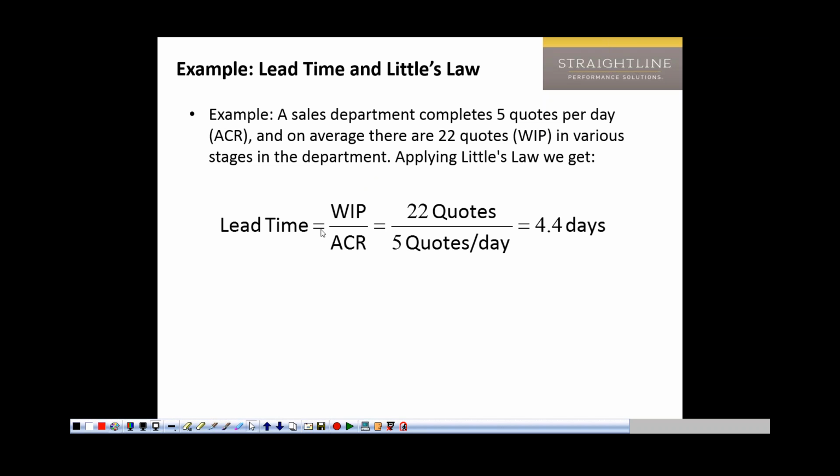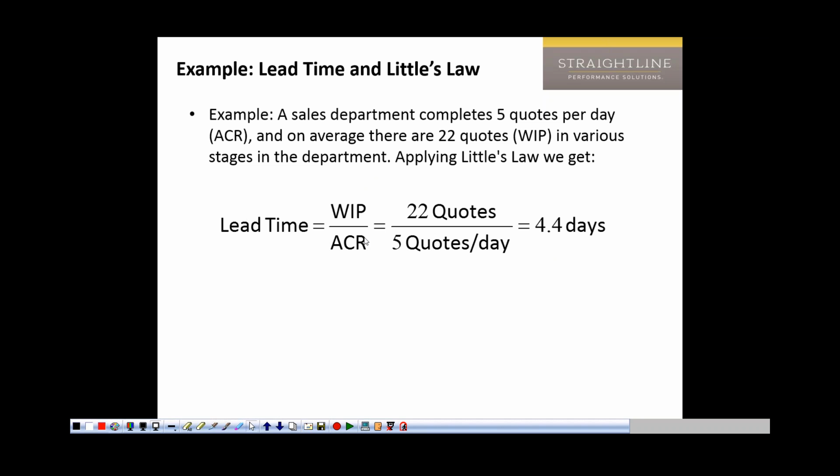Applying Little's Law, we get the following. The lead time is equal to WIP divided by the average completion rate. So it's 22 divided by 5. So the typical lead time is going to be 4.4 days. If we put something in the hopper and say, hey, I want a quote on this, we should wait about 4.4 days. Now, who cares, right?